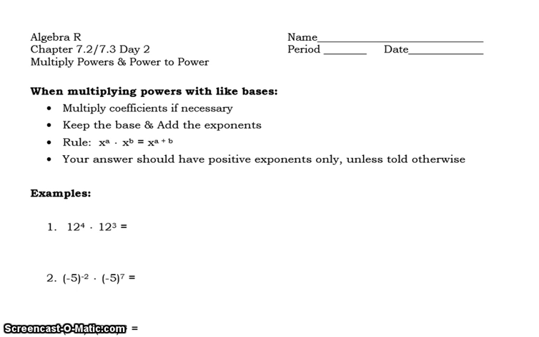Remember, when you're multiplying powers with like bases, if you have any coefficients, you multiply the coefficients. With your variables, you keep the base and add the exponents. So the rule is, if you are multiplying two variables together, you keep the base and you add your exponents. You are not allowed to have negative exponents as answers. All of your answers should have positive exponents.